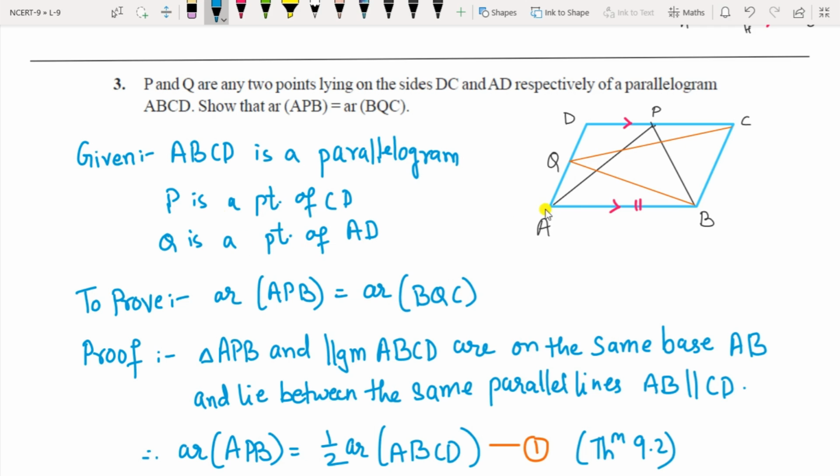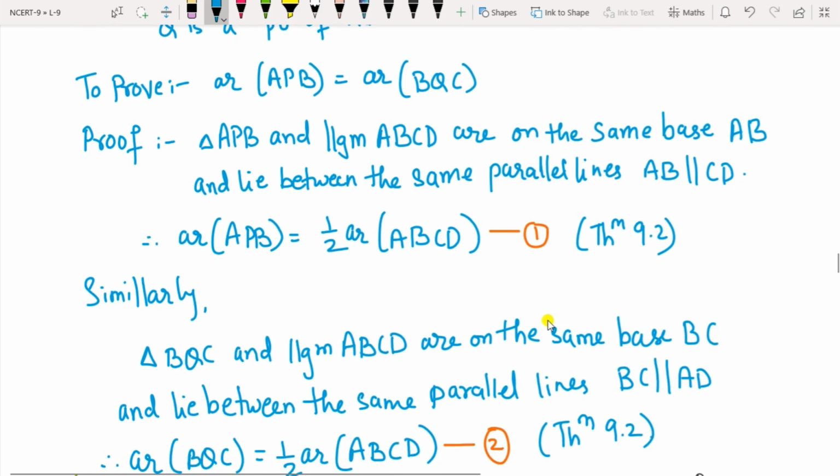Now you can see, if you consider parallelogram ABCD and the triangle APB here, they lie on the same base AB and between the same parallel lines CD and AB, and therefore area of triangle APB will be half of area of parallelogram ABCD. That is your equation 1. That is equation 1 from theorem 9.1 first part.